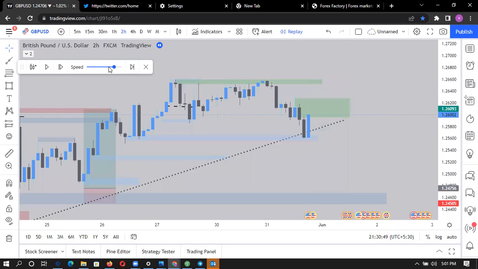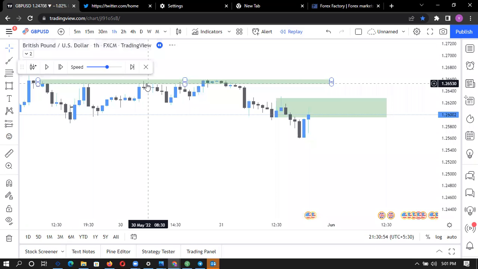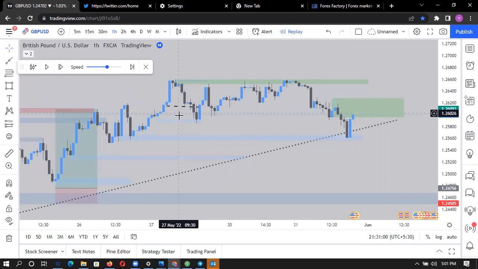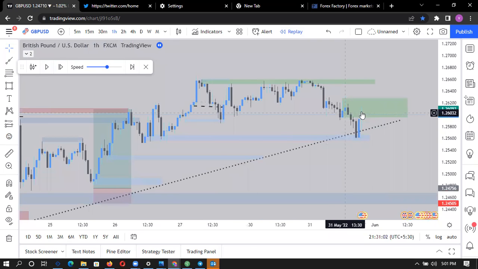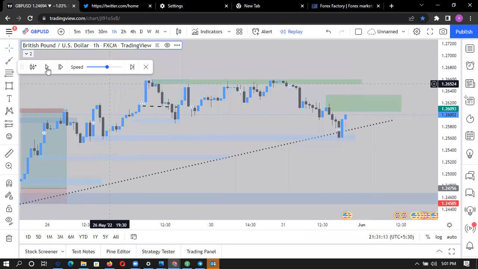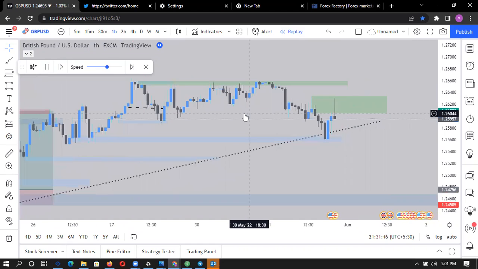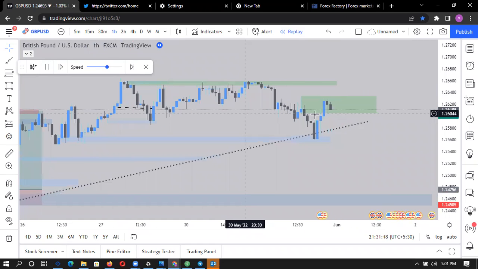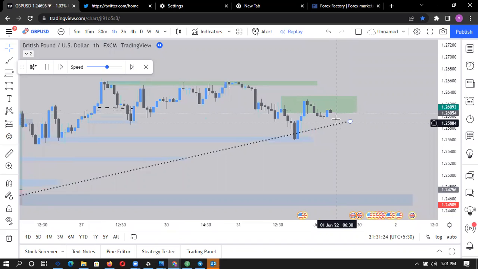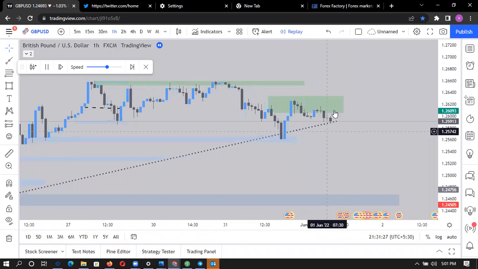But as you can see, if I reduce the speed a little and move to the lower time frame, we see the price reacted to this OB right there. If we refine the order a little bit, you can see that the price actually tested here. Let's play it. From there we had this rejection, and the price keeps dropping down and dropping down.